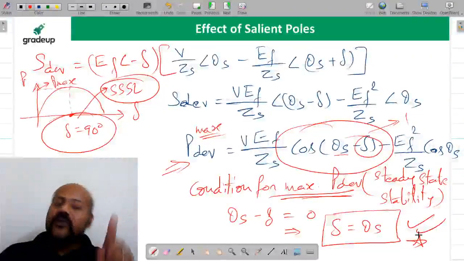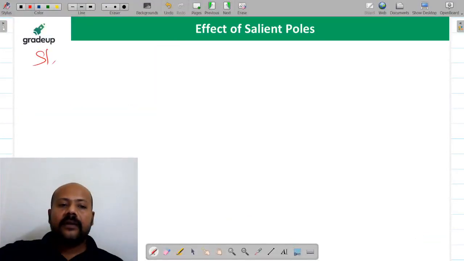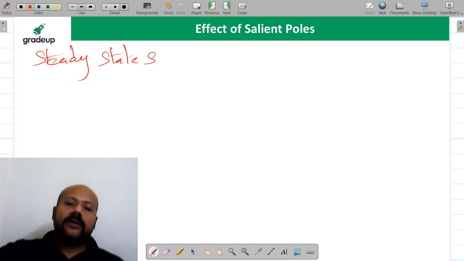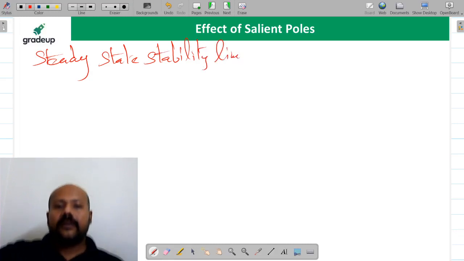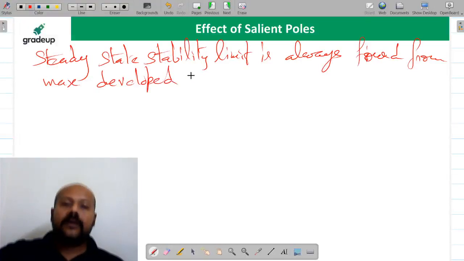then always you are going to find, let me write it here, the steady state stability limit is always found from maximum developed real power condition.